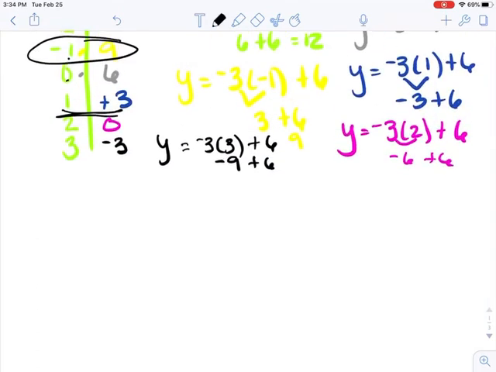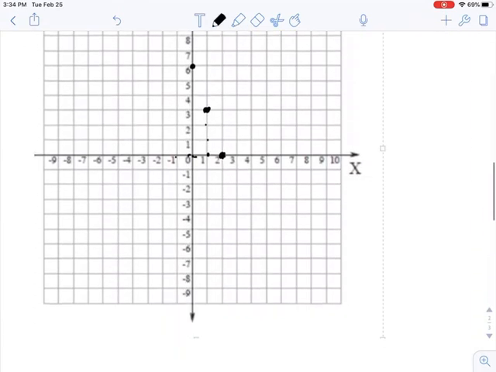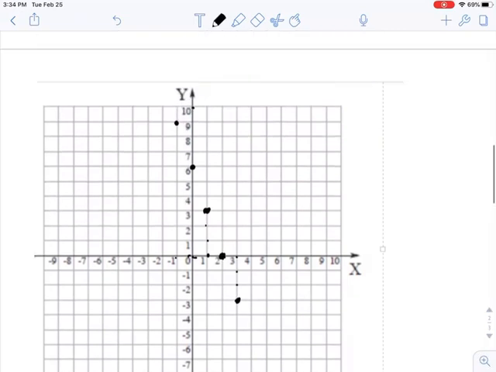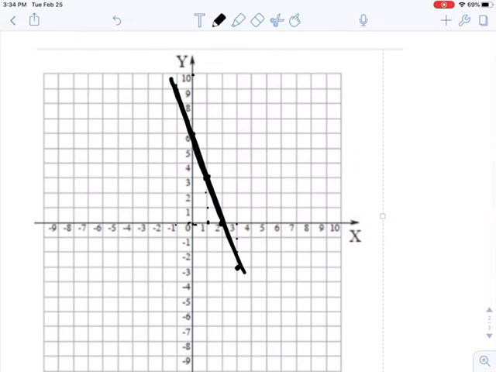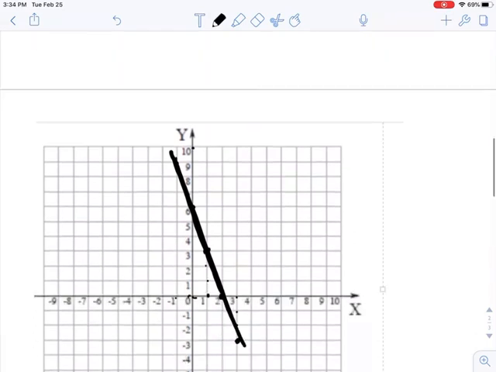My next one would be x 3 and y negative 3. So my x 3 and I go down. And to graph it, we need to draw a line. So this is how we would draw or represent it graphically.